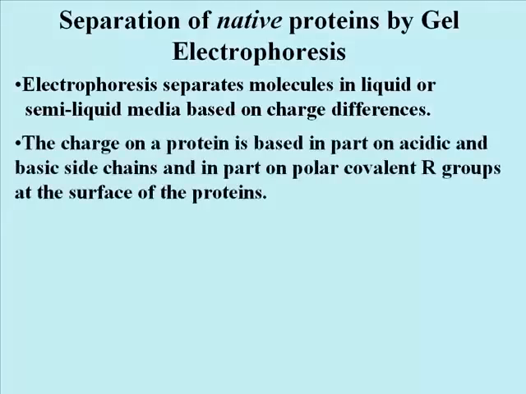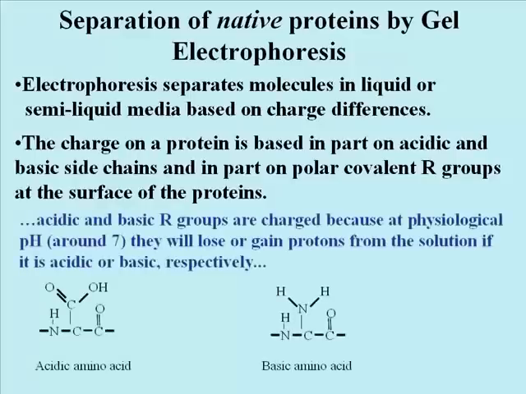Charges at protein surfaces are conferred by the polar covalent groups on their side chains or R groups, or by acidic and basic side chains. Shown here is an acidic amino acid and a basic amino acid. The carboxyl group is the acidic group on the amino acid on the left. The amino group is the basic group of the side chain of the amino acid on the right.